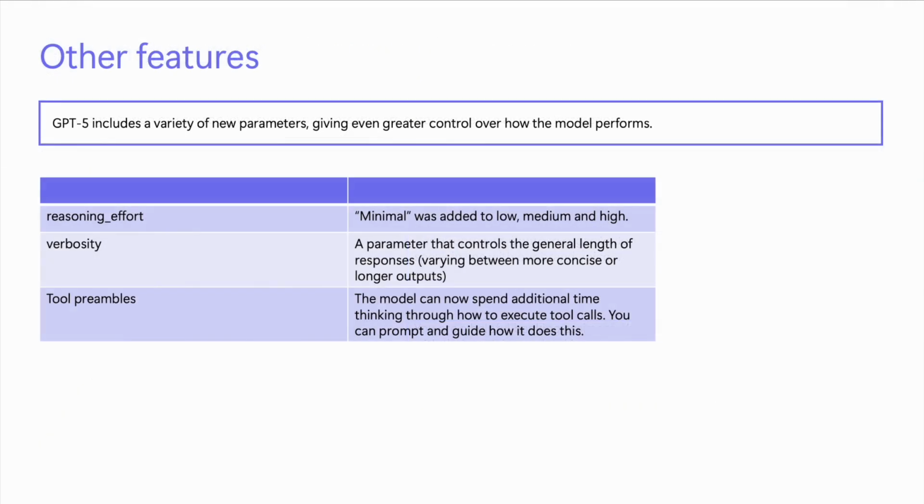And just lastly, there's a couple of additional features that are pretty interesting. The minimal reasoning effort was added to GPT-5. There's a verbosity parameter, which determines how long the response is. And there's also tool preambles, which are like a prompt you can put that executes before a tool function call.